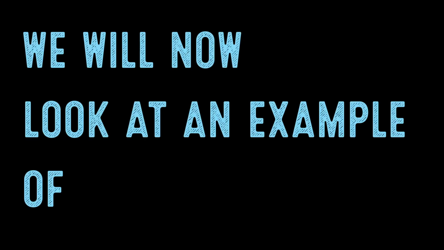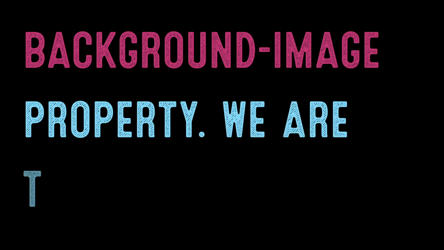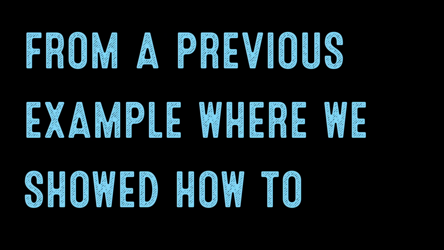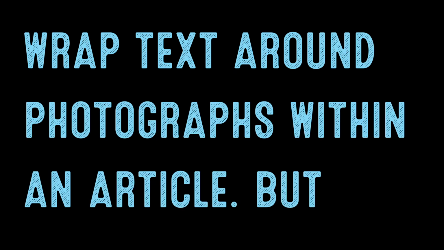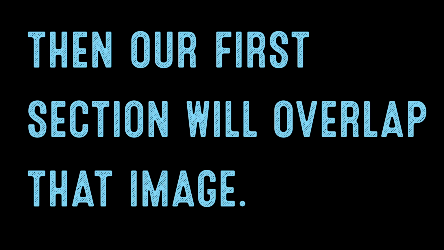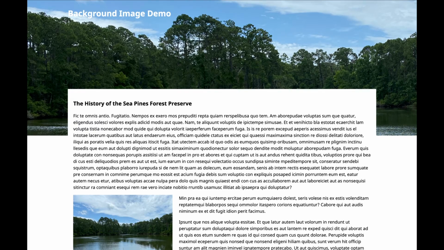The Daily Code Snippet. We will now look at an example of using the background image property. We are taking some code from a previous example where we showed how to wrap text around photographs within an article. But instead of the full width container image we had for that, we will load a background image into our body, then our first section will overlap that image. Let's take a look.